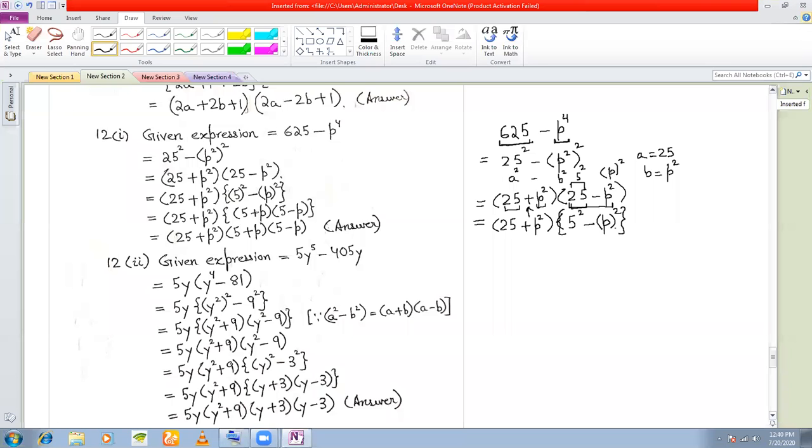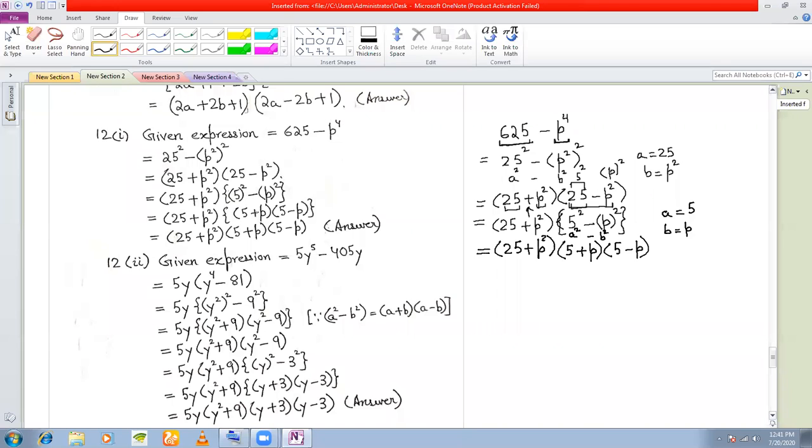And now what happens is that this expression remains as it is, but this can be broken up as a plus b into a minus b, because this is a square minus b square. But this time what is a? A is 5 and b is p. So now 5 square minus p square, or a square minus b square, can be written as a plus b into a minus b. Understood?